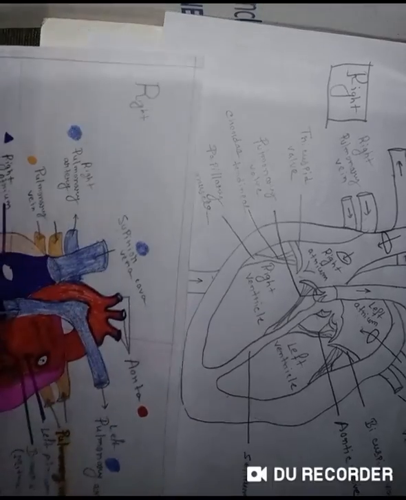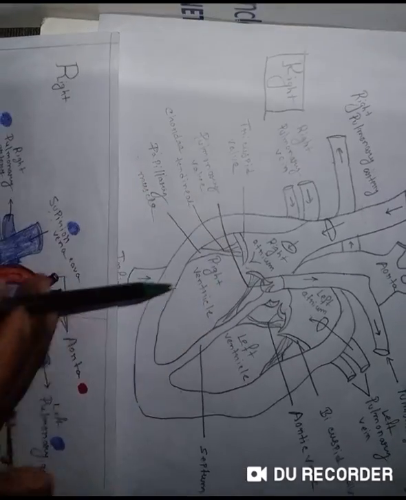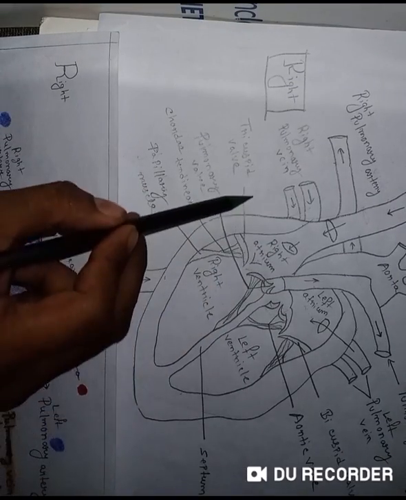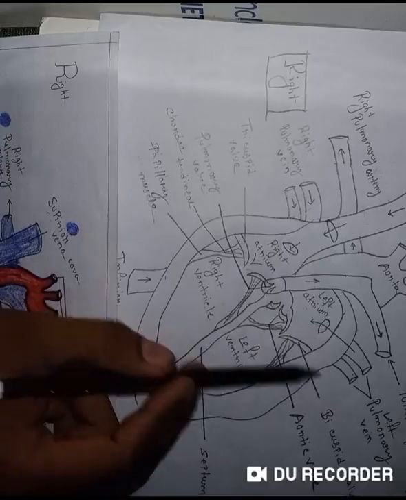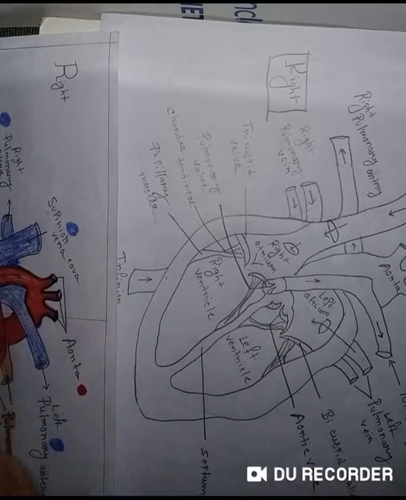Now the second thing we have done is the valves. On the right side there is the tricuspid valve and on the left side there is the bicuspid valve. The function of the valve is to prevent the backflow of the blood.